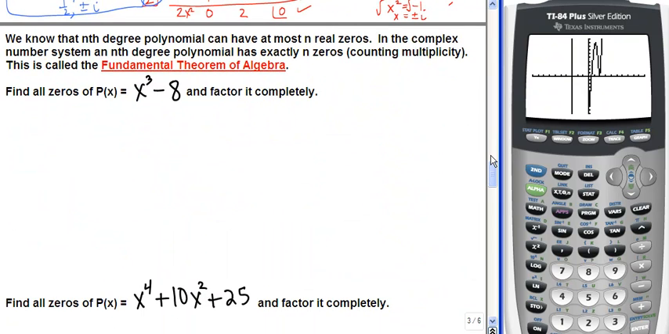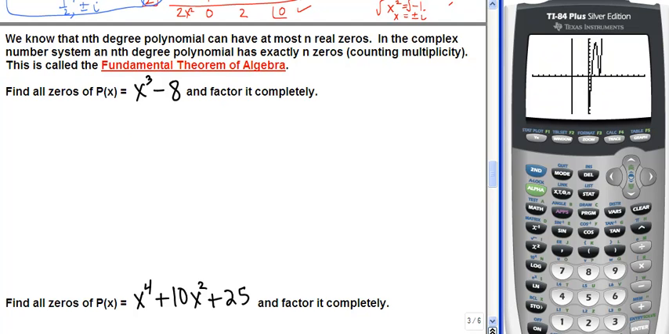Okay, so on that last example, we had some complex solutions as well. We know that an nth degree polynomial, we said this earlier, can have at most n real zeros. In the complex number system, an nth degree polynomial has exactly n zeros, counting multiplicity. This is a very important theorem called the fundamental theorem of algebra. So whatever the degree of your polynomial is, you will have to have exactly that many solutions. Some of them may be real, some of them may be complex, and some of them may repeat.